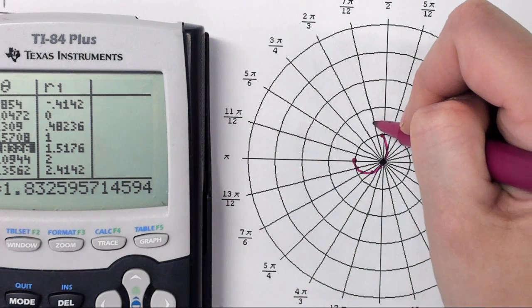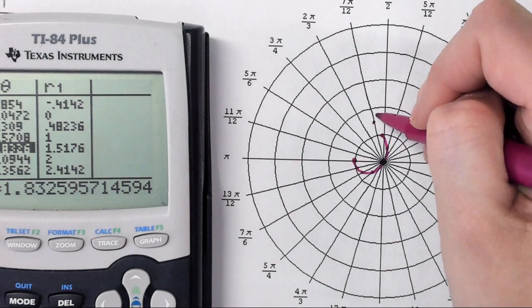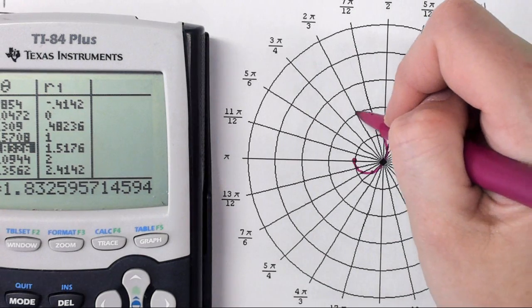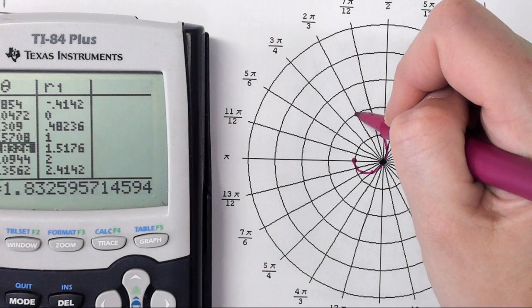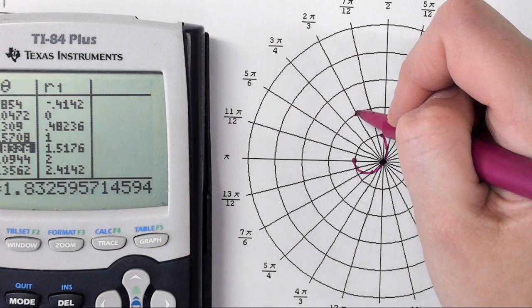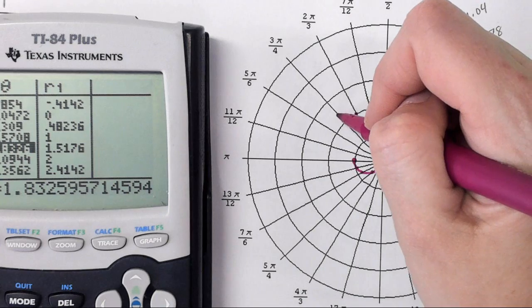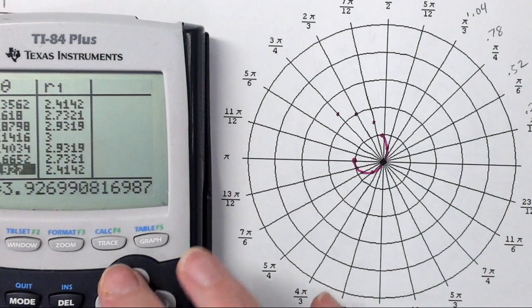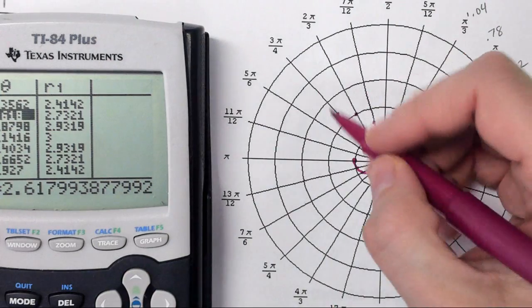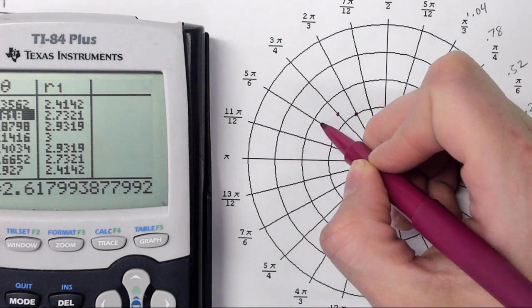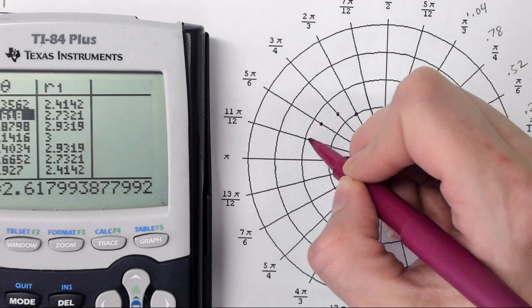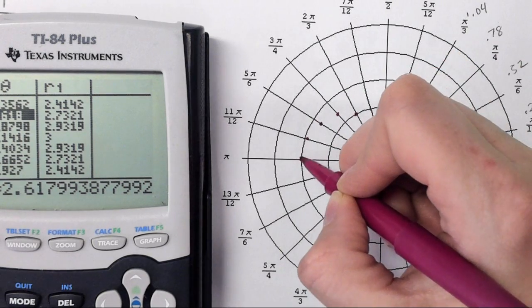So here's 1. I'm going to estimate halfway. The next one I'm at 2. So 1, 2. And then I'm at 2.4. The next one is 2.7. And then 2.9, and then 3.